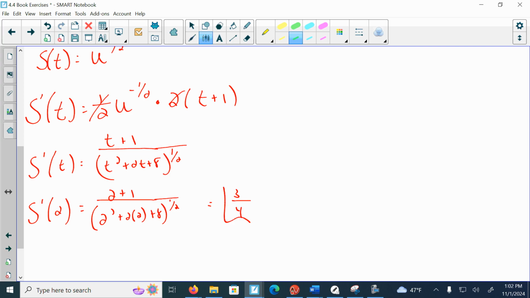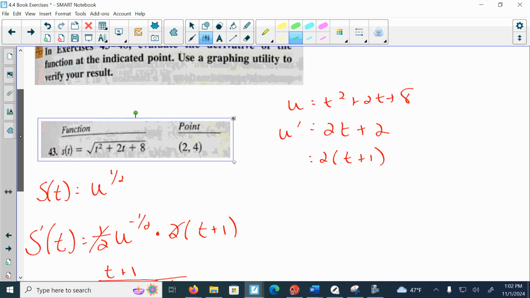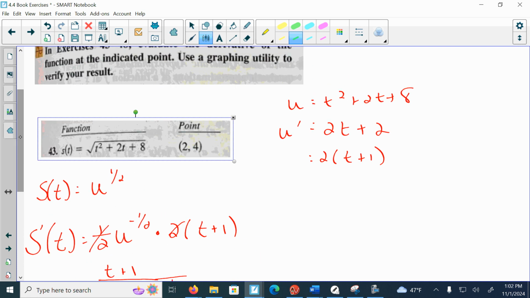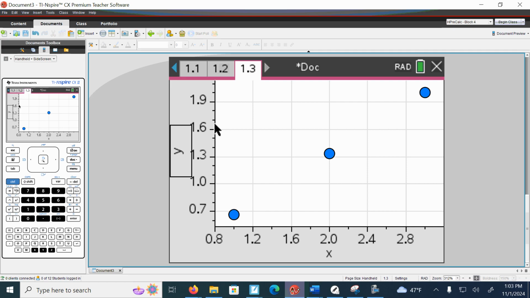And I get 3/4. So that is my answer. To check it on my calculator, I am going to take this and put it in my calculator. So let me just write it down. Okay, so I pick up my calculator. Let's add a new page.